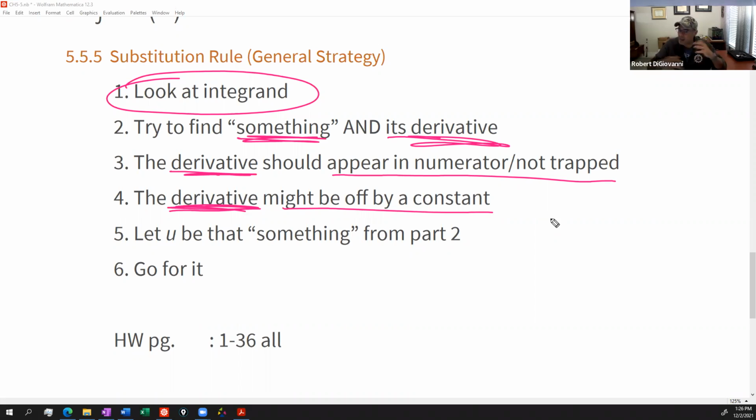Now, as soon as you've established that kind of pattern of what you're seeing, then you make the substitution, you let u be that something, and then you go for it, all right? And you see what happens, all right? So that's the general strategy. Let's do one. I did a couple last time, so we're just gonna pick up where we left off.